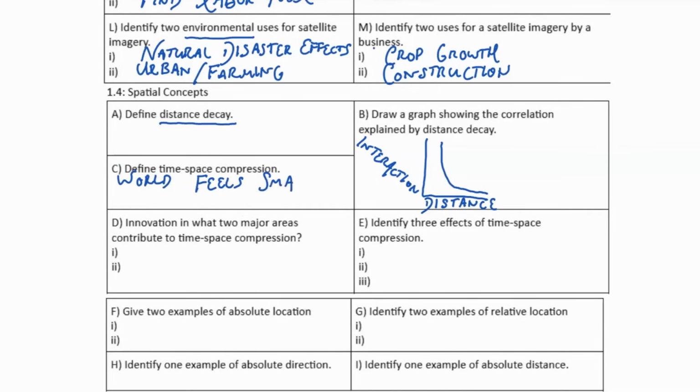I mean, it's in the name, time-space compression. And what we mean is we're decreasing the relative distance. That's the key word here. So in the AP exam or your test in class, your teacher may ask you this. We are decreasing the relative distance between two places. And that's what time-space compression is.